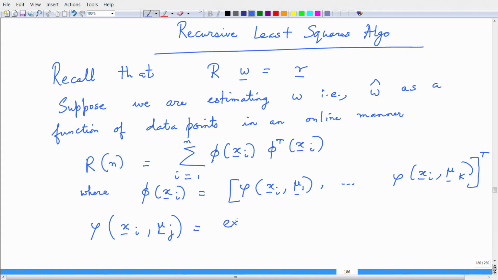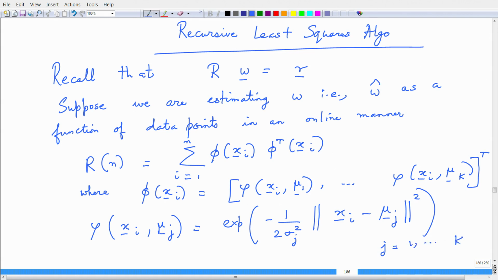Now, just to recall, our phi of xi comma mu j equals exponential minus 1 upon 2 sigma j square times the norm of xi minus mu j squared, right, and j runs from 1 through k consistent with our clusters. So, k is the number of clusters.